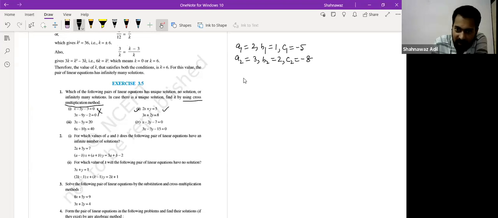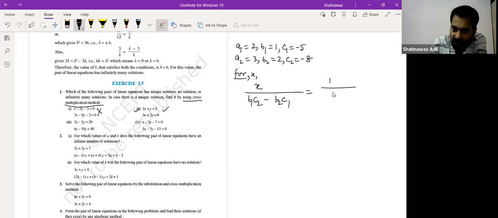Right. Now for x, we will directly write: x by what? B1, C1, B2, C2. So B1 C2 becomes... and 1 by what? A1 B2... 1 by 1, 2, and 2, 1. Right. So x by what?